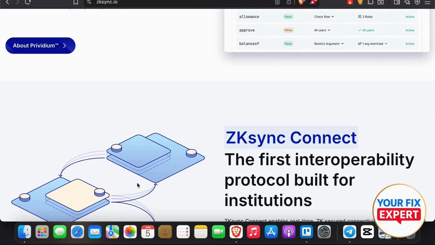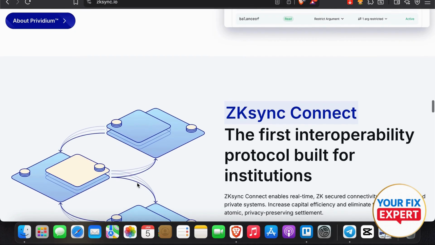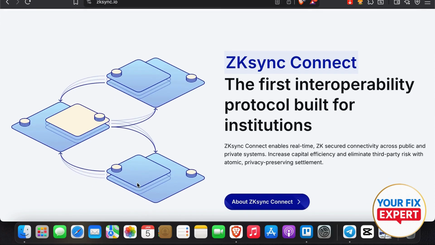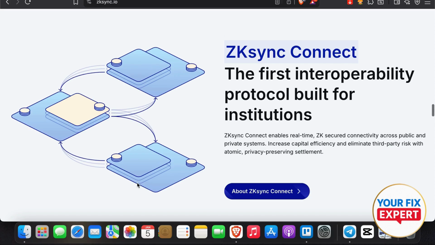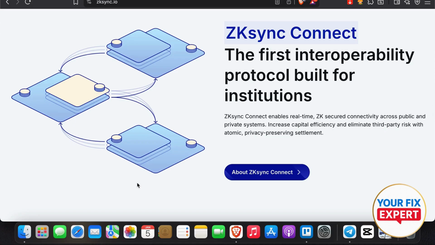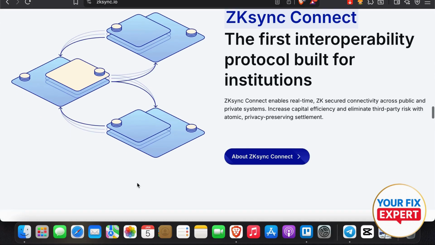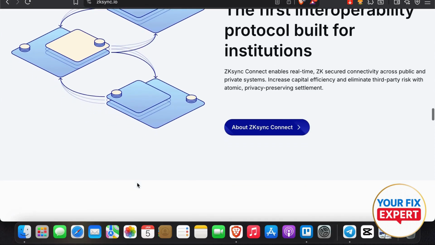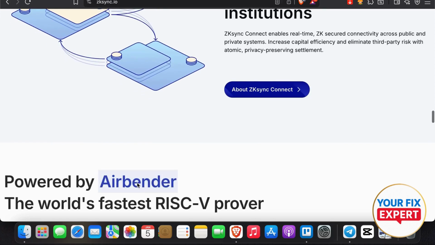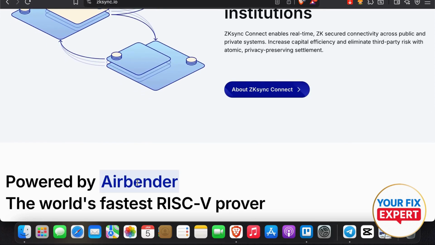Instant finality, right? Unlike some other scaling solutions that have a challenge period, ZkSync's use of ZKPs allows for instant verification and faster transaction finality because validity is proven mathematically, not assumed. So the key benefits: lower fees, faster speeds, security, and EVM compatibility, right?